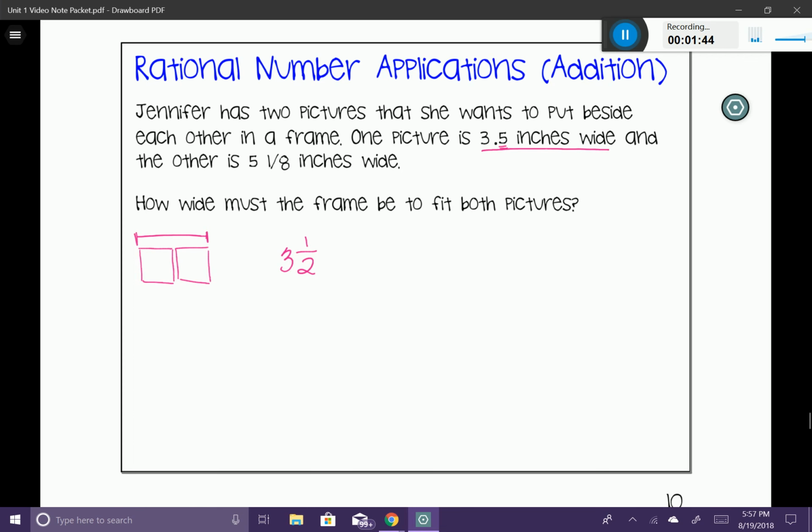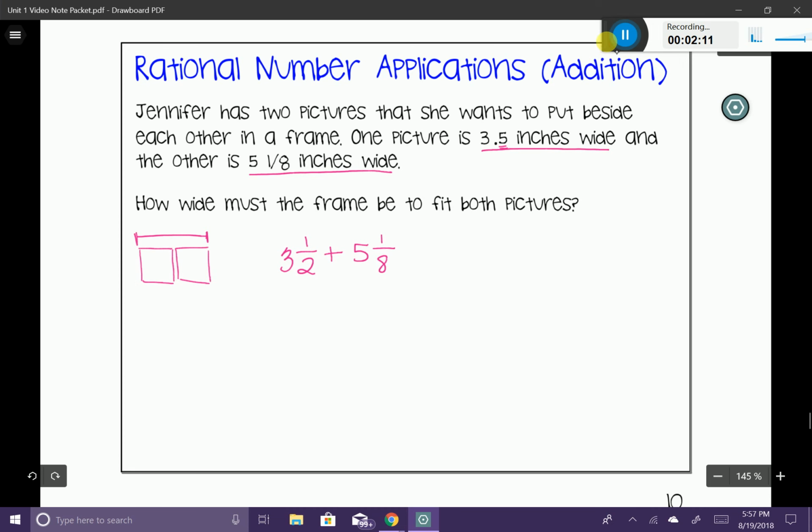Now the other one is going to be 5 1/8 inches wide. So I'm going to go ahead and write that here, 5 1/8 inches. And again, like we said, we're adding these two together. So in the last lesson, we talked about how to add rational numbers. What I'm going to do is make both of these numbers improper fractions. So let's go ahead and make the first number an improper fraction.